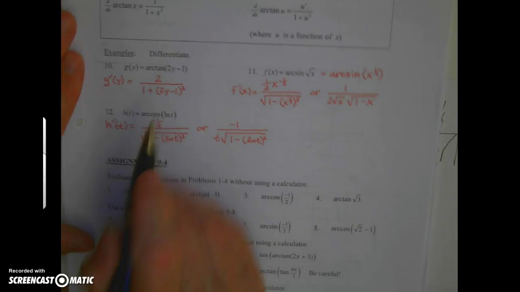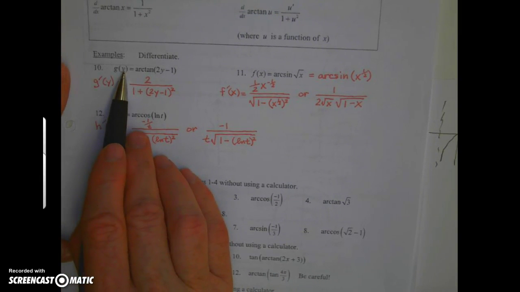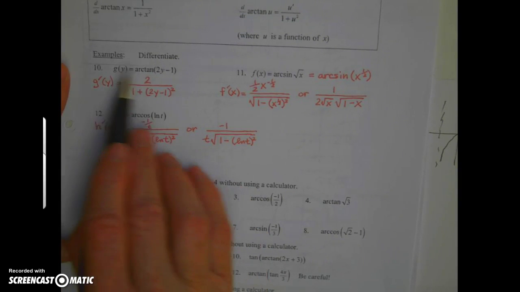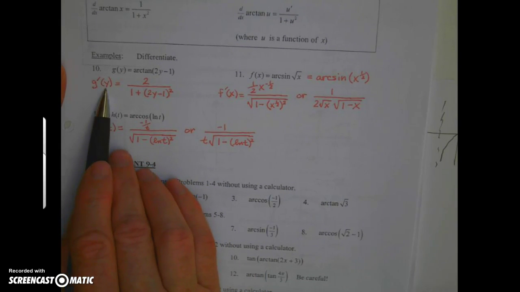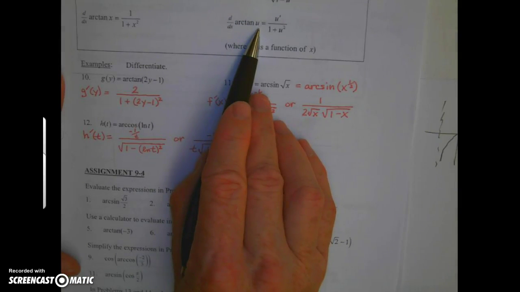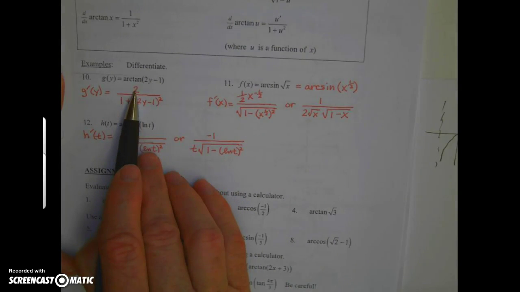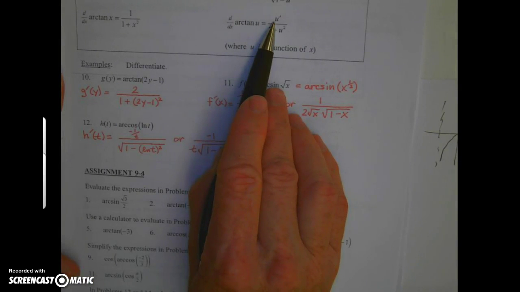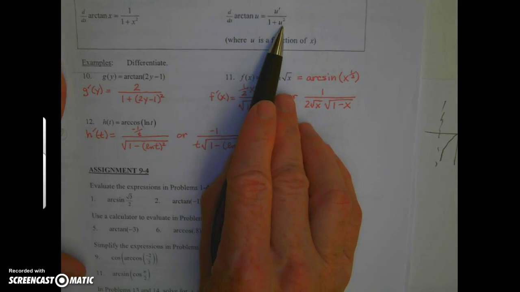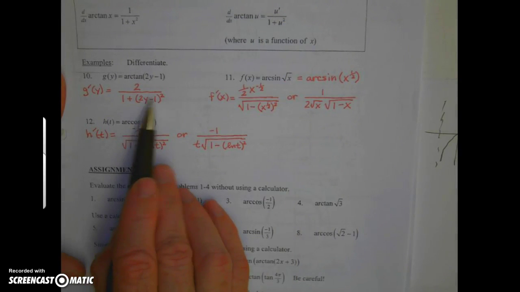Example 10 shows how to use each of these. For number 10, g of y, meaning that y is our dependent variable, equals arctangent of 2y minus 1. To differentiate g of y, I say g prime of y, and then I look at the baby, and I'm going to use the arctangent of u formula because I have a baby. So I take the derivative of 2y minus 1, which is 2, and that's going to go in the numerator position. And then I'm going to take 2y minus 1 and treat it as u there, so it's 1 plus u squared, or 1 plus the baby squared.